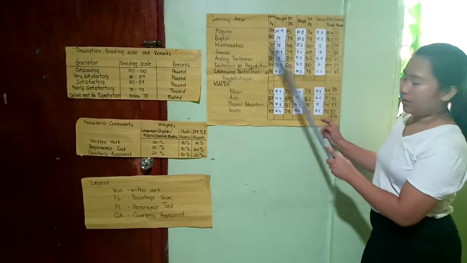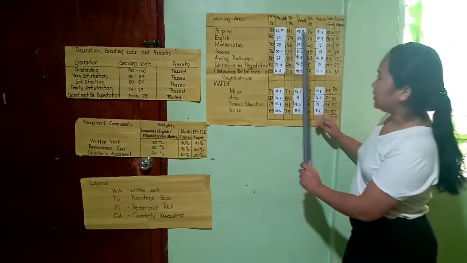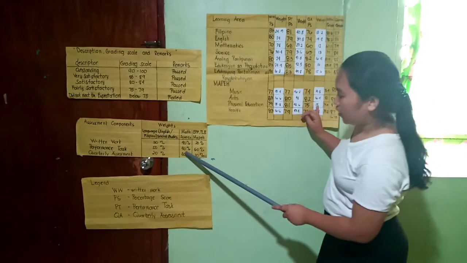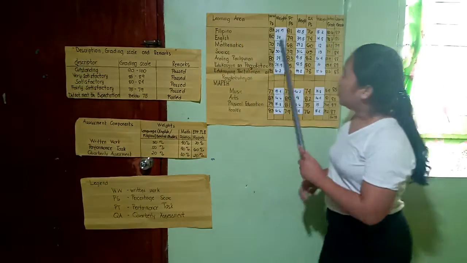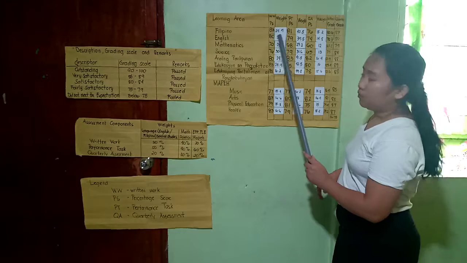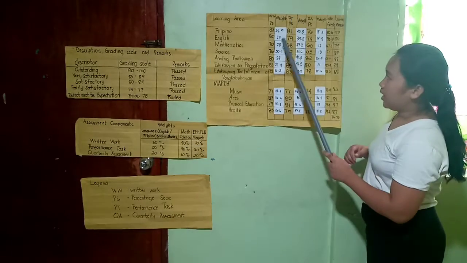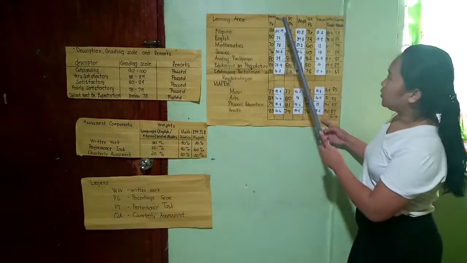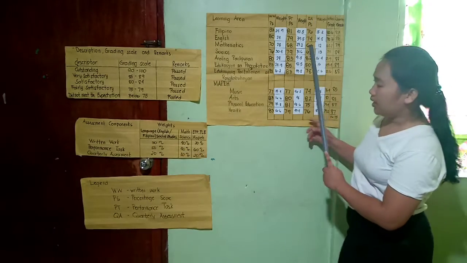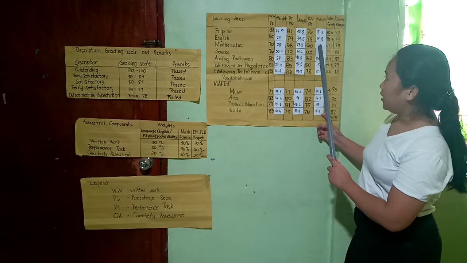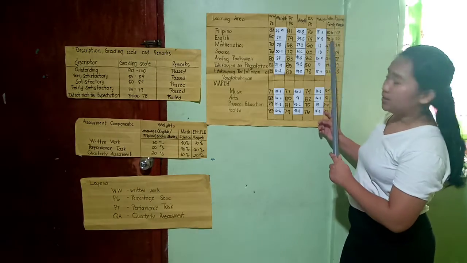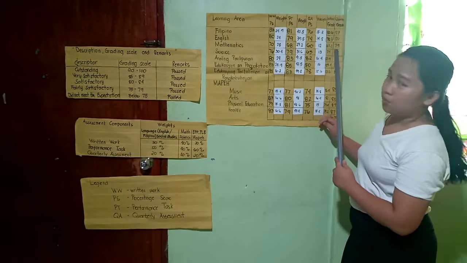So in written work, so performance task is 79 times 40. We're going to times the written work of mathematics 70 to 40%. Performance task 68 to 40%. So quarter assessment of 60 times 20%. A total of initial grade is 67.2. That's it transmuted to 79.